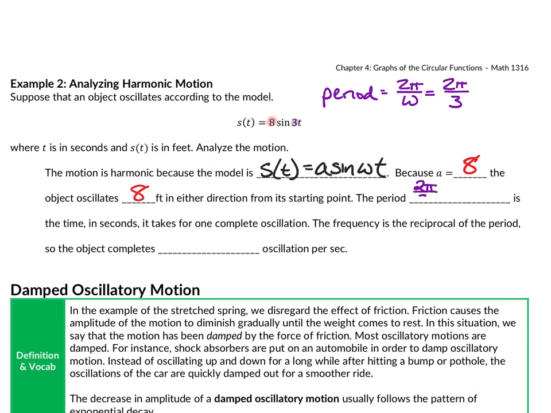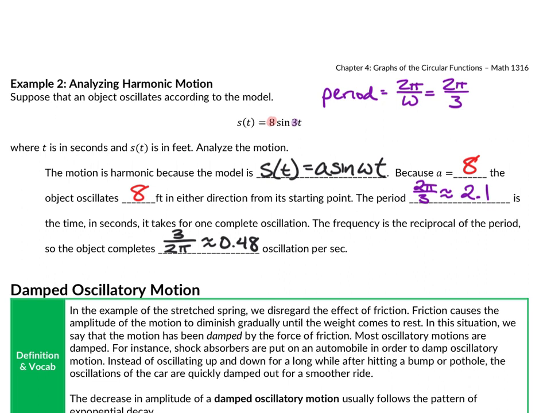For help, this is 2 pi over 3, which is approximately 2.1, just so we can see both of those values. The period, which is approximately 2.1, is the time in seconds it takes for whatever this is modeling to complete one oscillation, one back and forth. The frequency is the reciprocal of the period, so the object completes 3 over 2 pi, flipping over that fraction, which is approximately 0.48 oscillations per second.